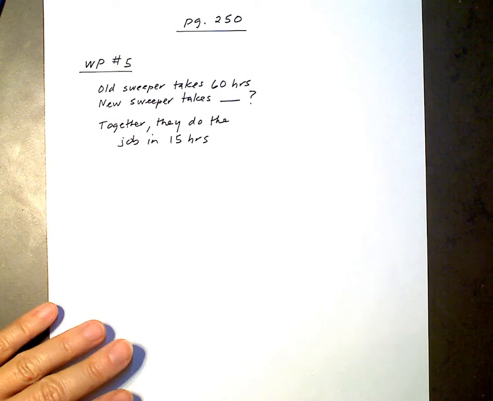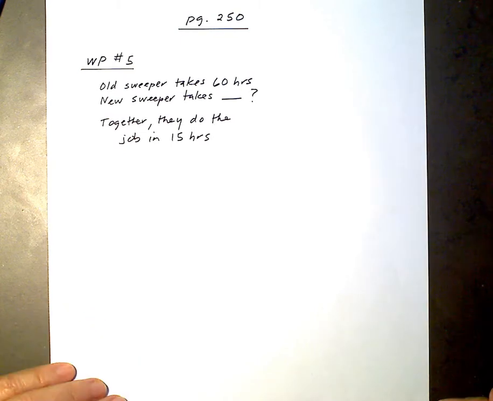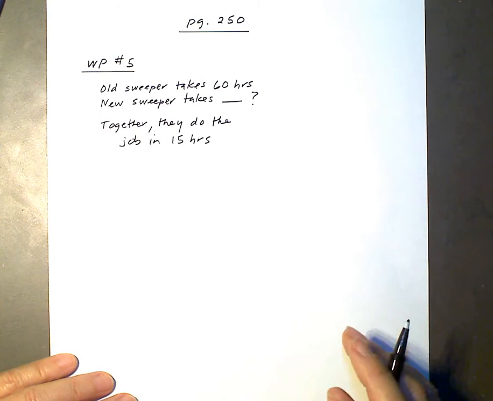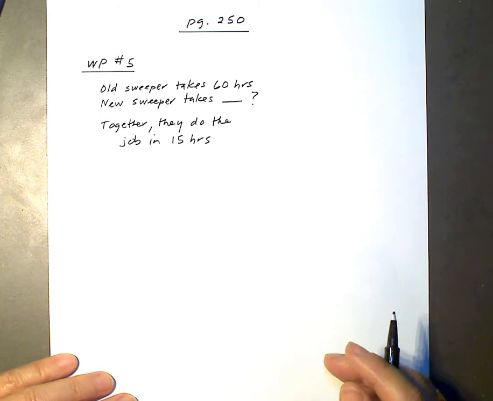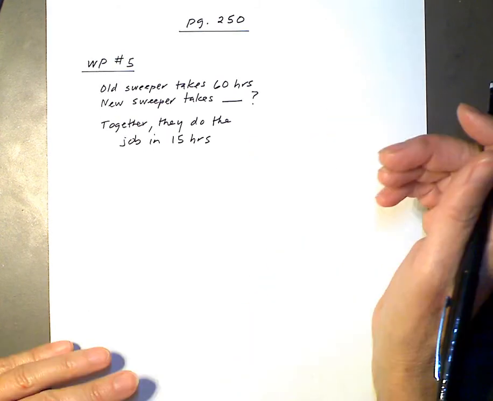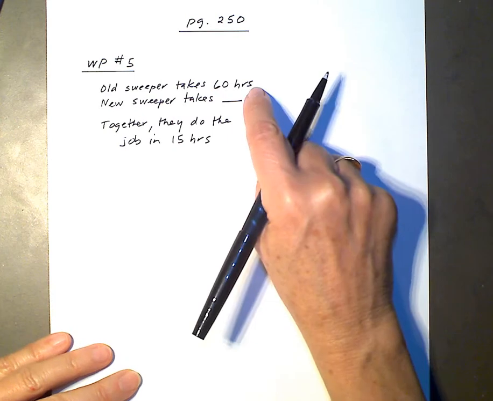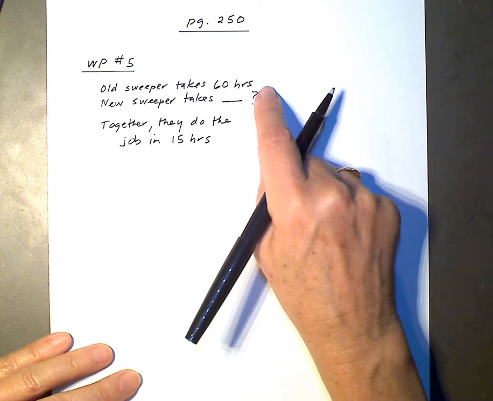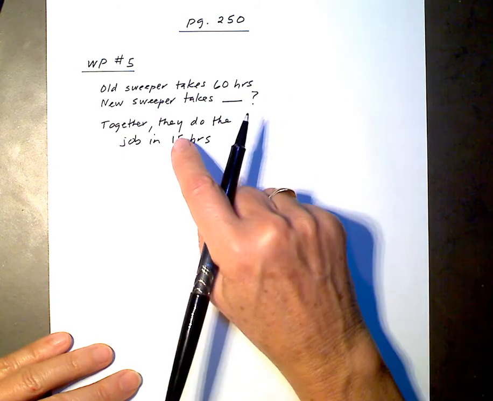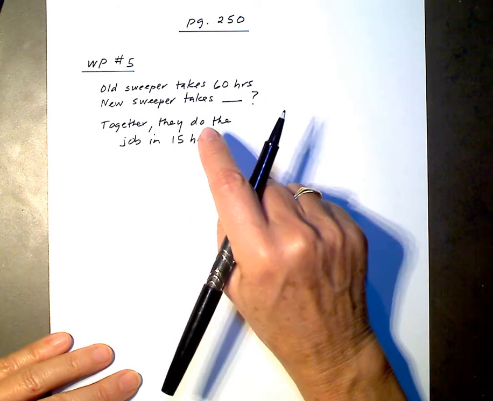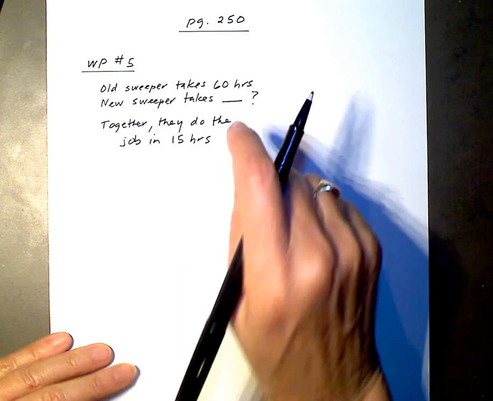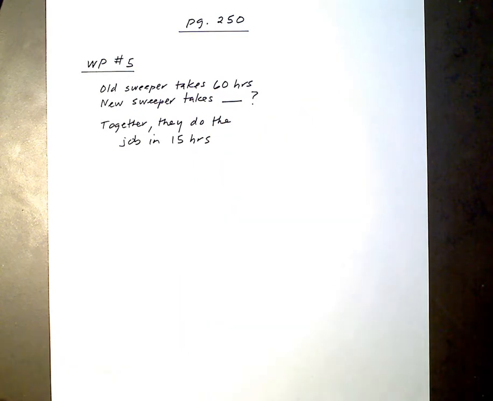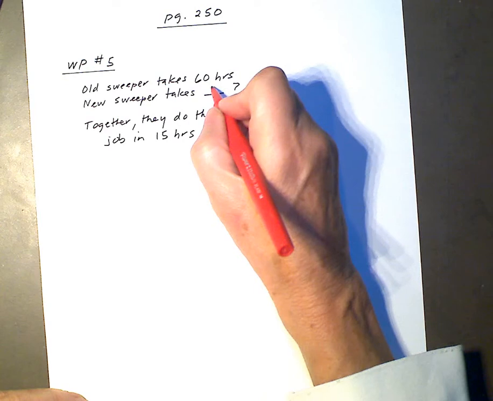All right, this is word problem number 5 on page 250, and this is a problem about two street sweepers. To clean the city's streets, the old street sweeper takes 60 hours, and when it does it in tandem with the new street sweeper, it only takes 15 hours. So the question is, how long would it have taken the new sweeper alone if it worked alone? That's the variable, x hours.